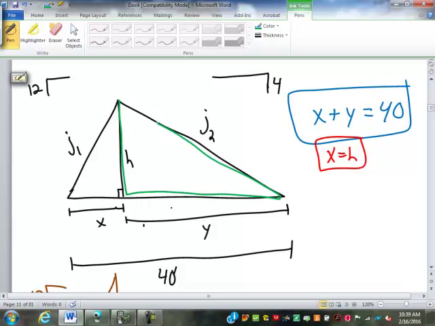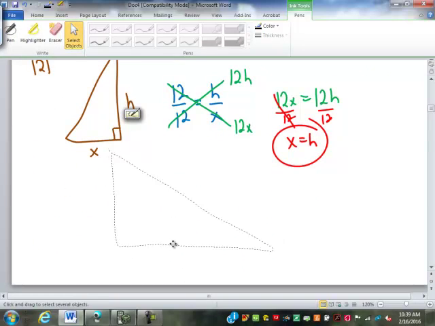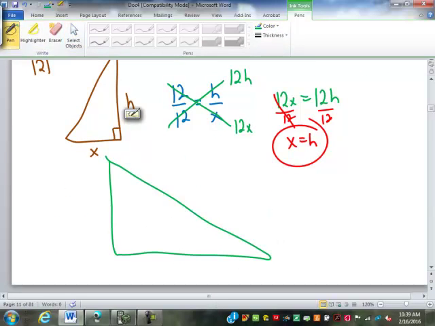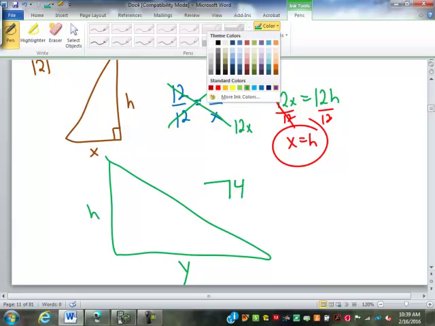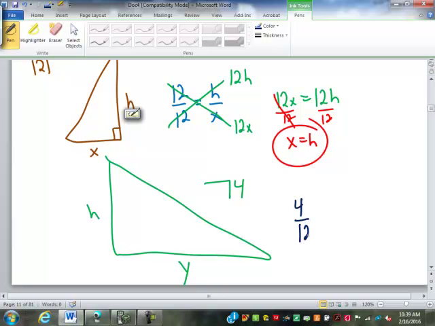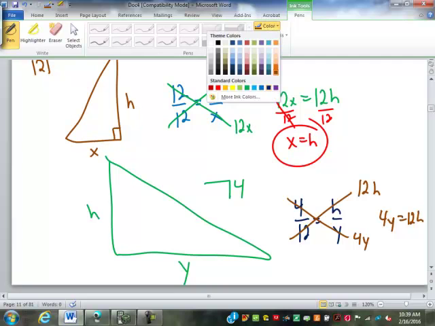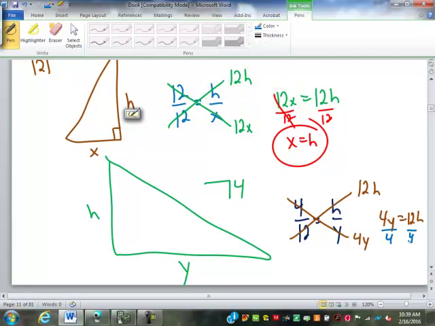We have a triangle over here. This height is still H. Now this is Y, and the slope is 4-12. So this gives us 4 over 12 equals H over Y. And if we cross multiply, 4 times Y is 4Y. 12 times H is 12H. So that gives us 4Y equals 12H. If we divide out the 4, we get that Y equals 3H.